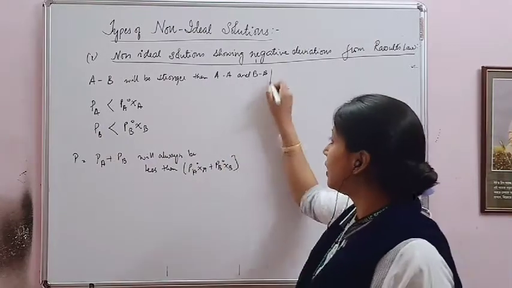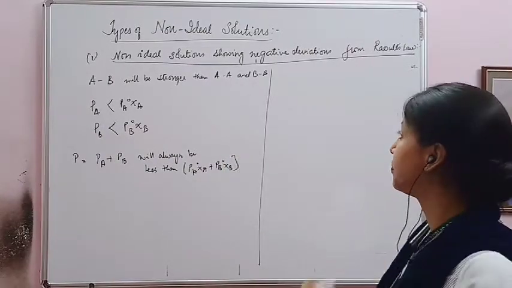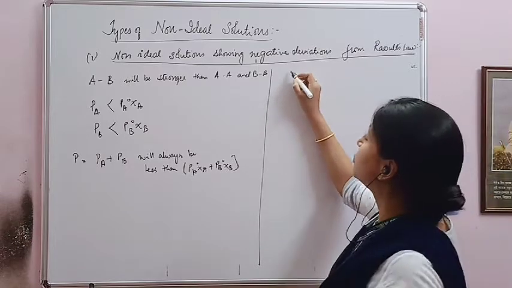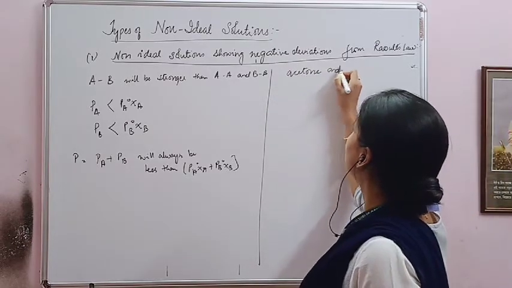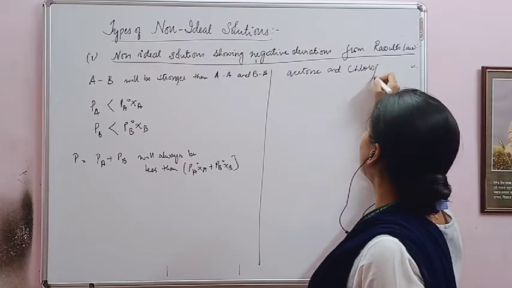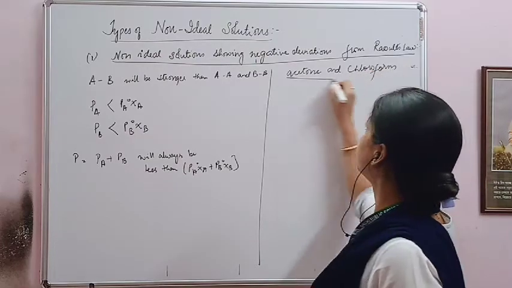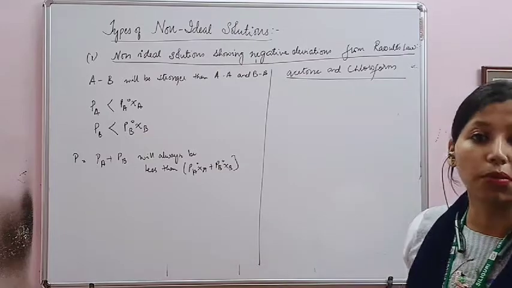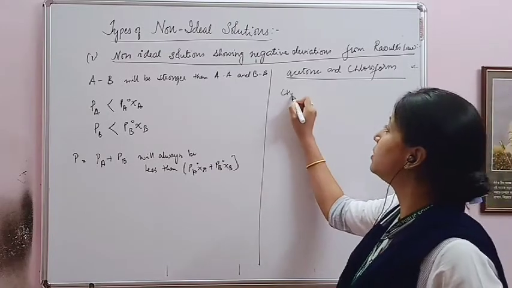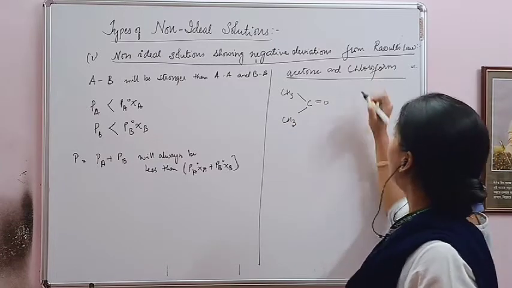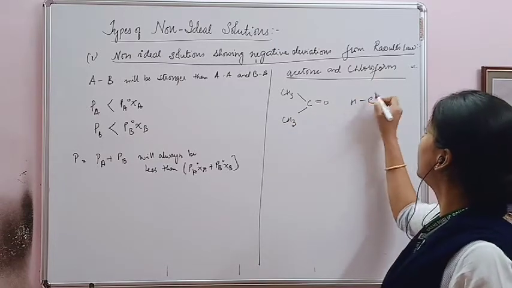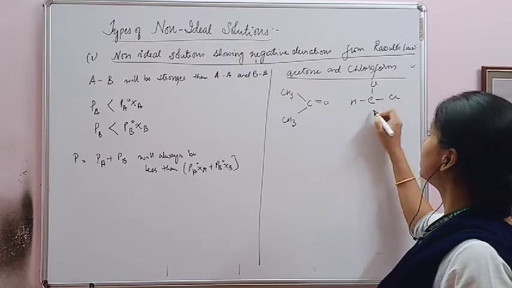Let us elaborate this with an example. I'll choose the example of a mixture of acetone and chloroform. Now acetone is nothing but propanone. The formula of propanone is CH3, C double bond O, CH3. And chloroform is CHCl3, that is, C, H, Cl, Cl and Cl.